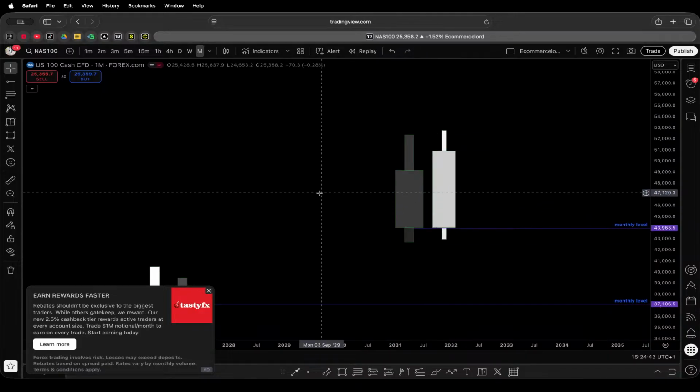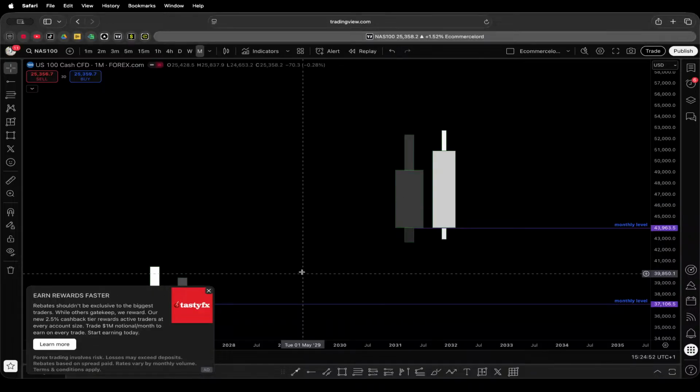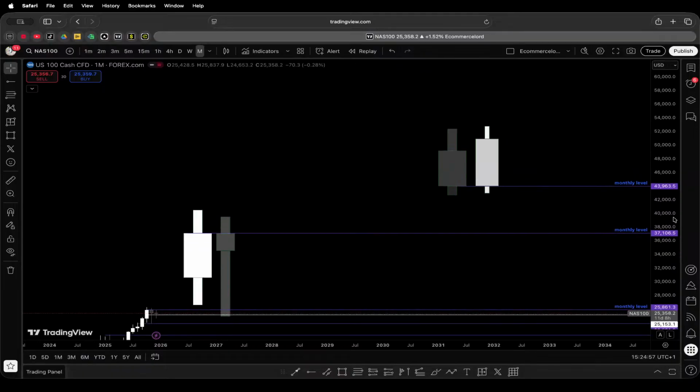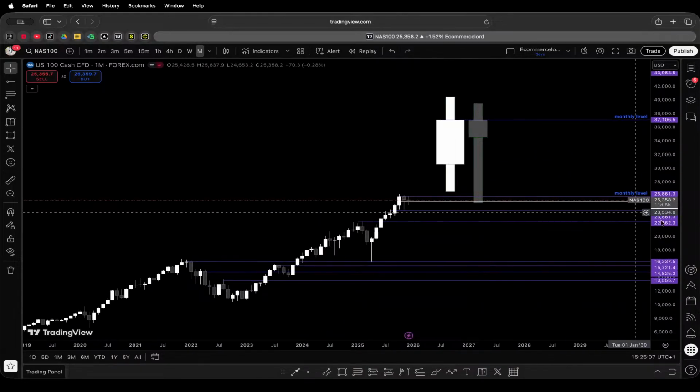So if this is my resistance, this is my support zone. Just like that. So let us check the chart for examples.